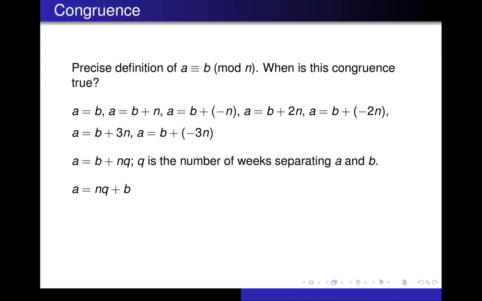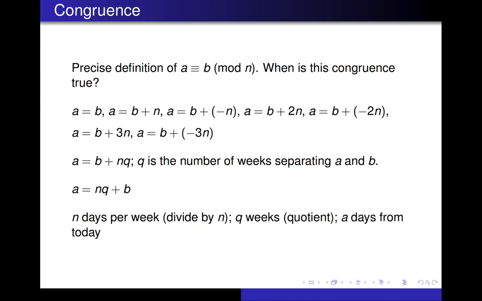And I'm going to turn that around to call that A equals NQ plus B, because that looks more like our quotient remainder. Again, in this situation, N is the number of days per week that we're dividing A by. Q is the number of weeks separating A and B, right? That's our quotient when we do our division. A days from today, we're dividing A by N, so we're dividing N into A. The B days past today, that's going to be our remainder.